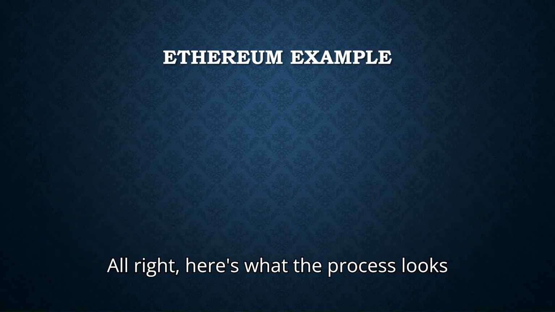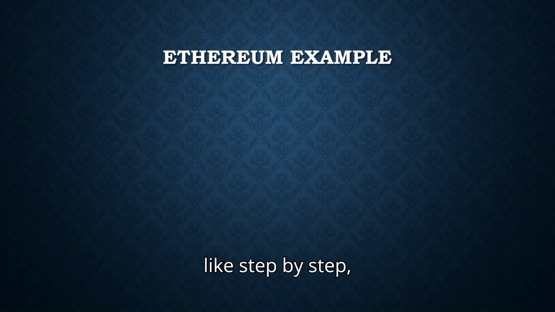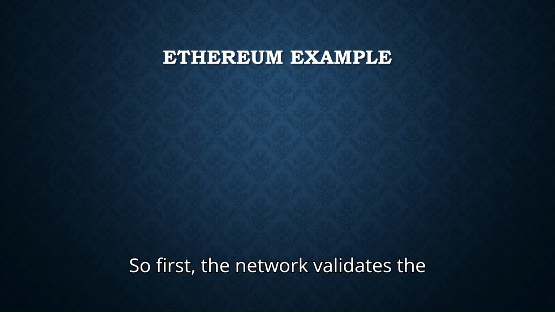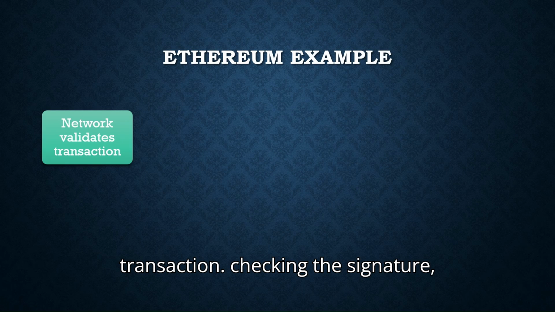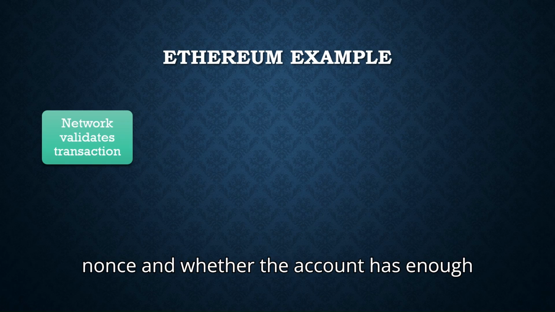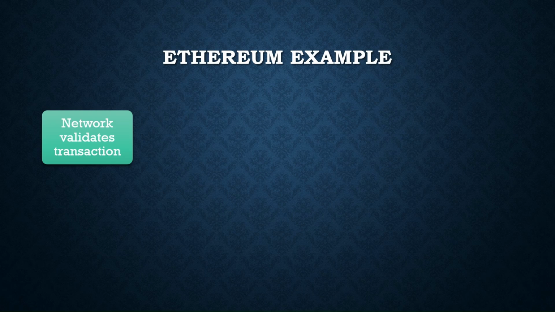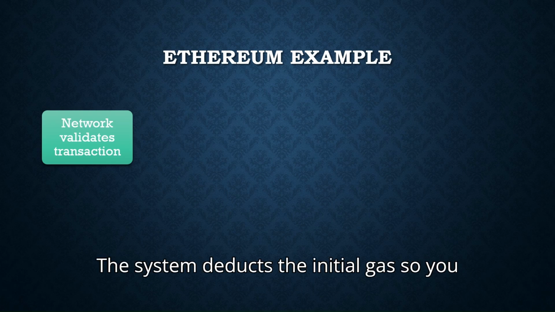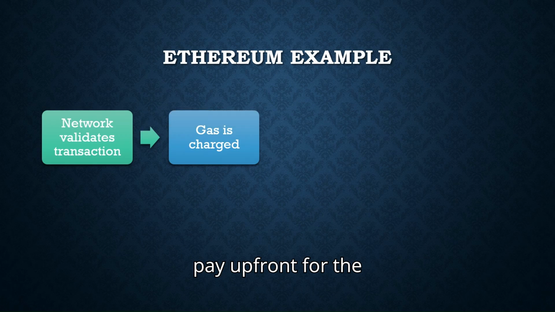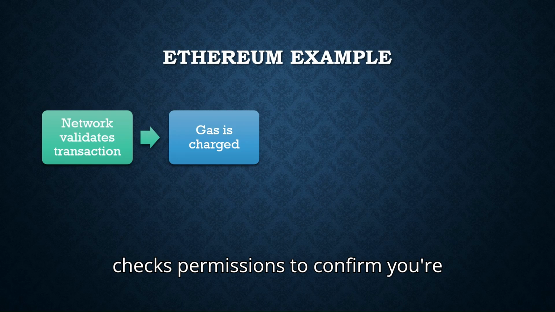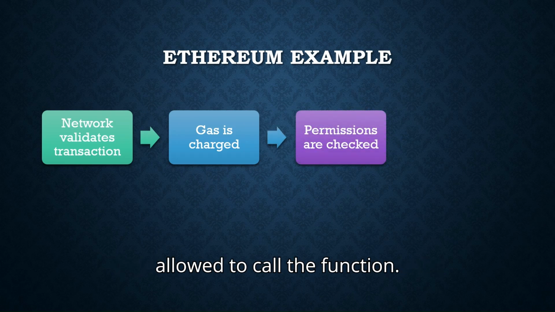All right, here's what the process looks like step by step, typically on Ethereum. So first, the network validates the transaction, checking the signature, nonce, and whether the account has enough balance. The system deducts the initial gas, so you pay up front for the processing. It checks permissions to confirm you're allowed to call the function.